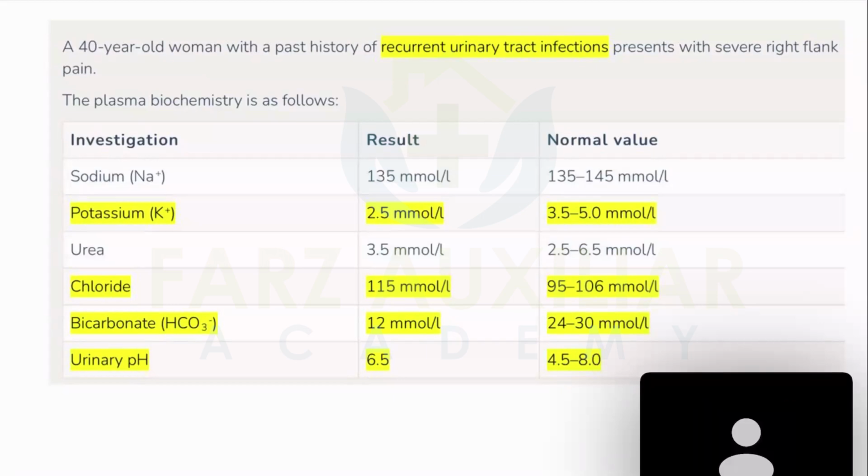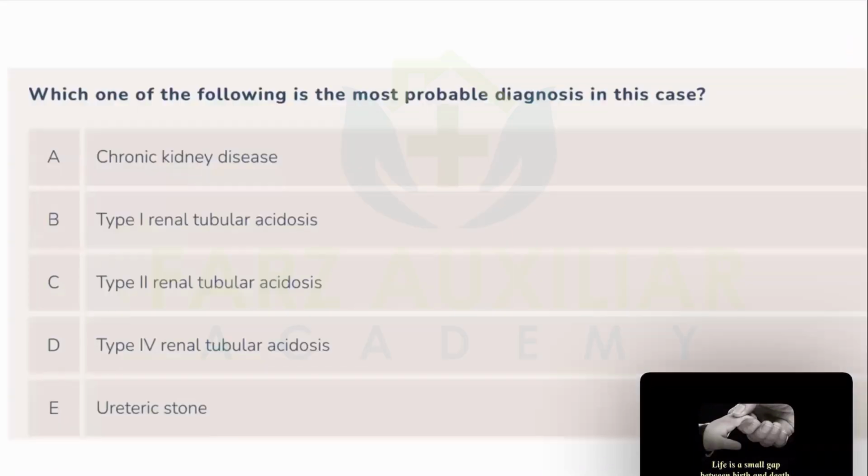Type 1 distal tubular acidosis. Okay. Type 1 renal tubular acidosis. So we have already discussed this, but I should just give some options to other candidates if they want. So option A is CKD, type 1, type 2, type 4 RTA, and ureteric stone, right?